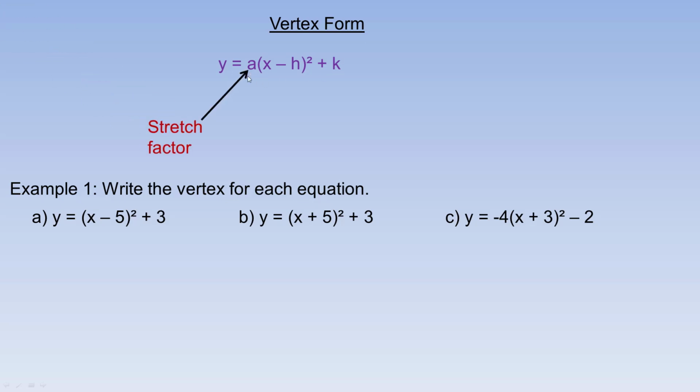The a number is called the stretch factor, and its sign also tells you whether the parabola opens up or opens down, so whether it's going to be a minimum or a maximum point. The vertex are these numbers. h is the x-coordinate of the vertex, and k is the y-coordinate of the vertex.